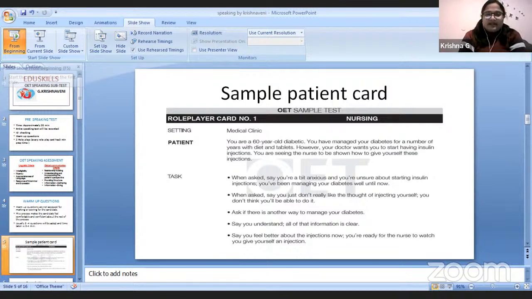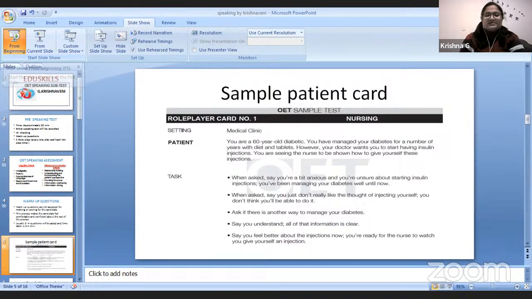And the final task is to explain the importance of safe needle disposal. So after the injection, what necessary precautions the candidate or the patient has to take. These are all the things given in the bracket: suitable containers, proper care handling, and so on. Whenever the role play card is finished, you don't know how much time is left, because 5 minutes will be given for each role play card. If your 5 minutes is not up, don't stop. Try to summarize the role play card, whatever you have discussed with the patient.